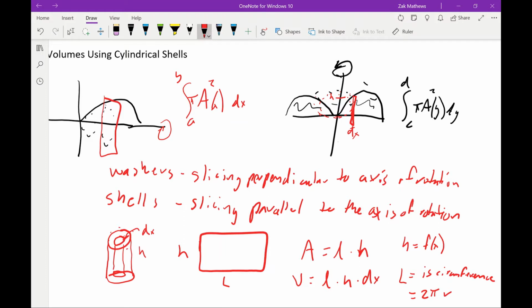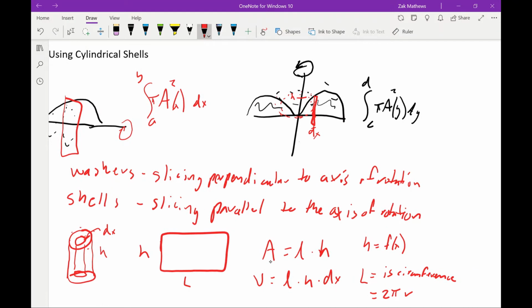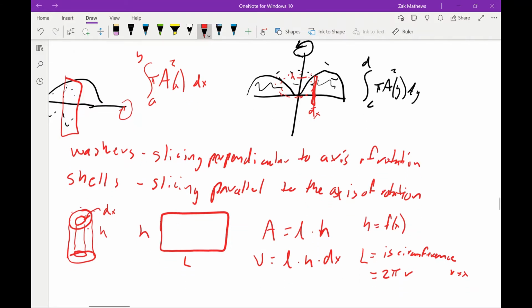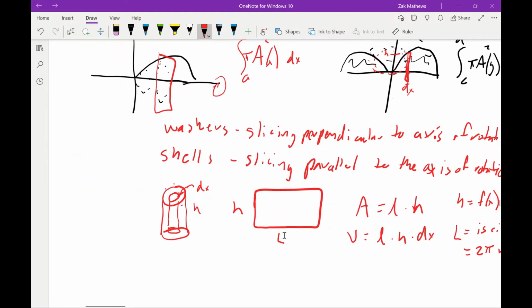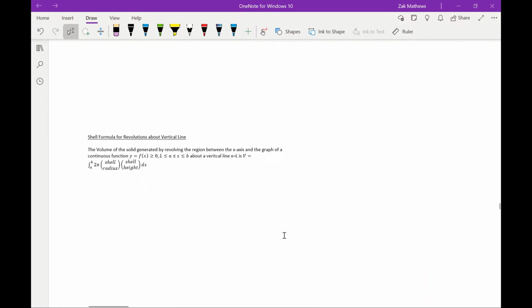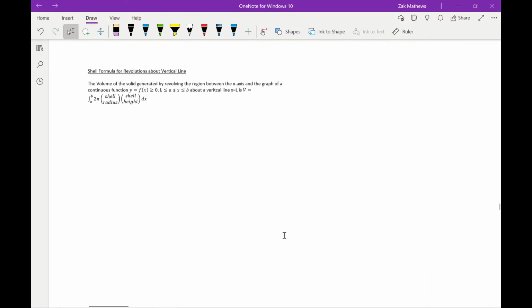And then the radius is equal to, in this case, the x, as long as we are centered around the axis of rotation. So like we saw in the last video, we're going to see some cases where what we're rotating around is not just the x or the y axis. So we will get to some examples like this as well. So let's come down here and formally define this shell formula.